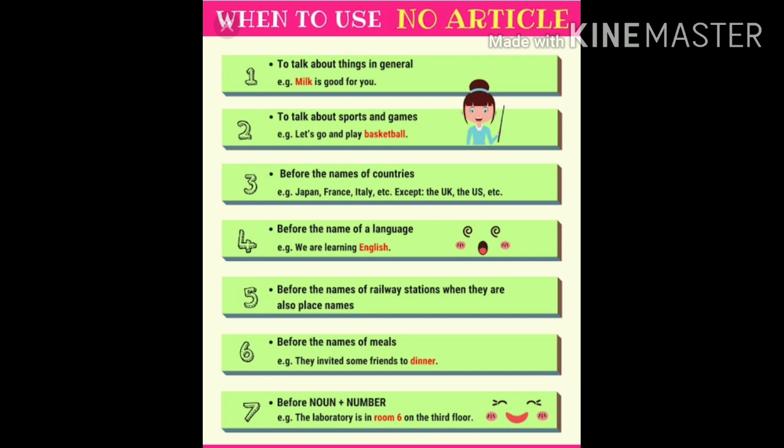So, this is all about the use of articles a and the. I hope all of you have understood the concept. That's all about the topic.